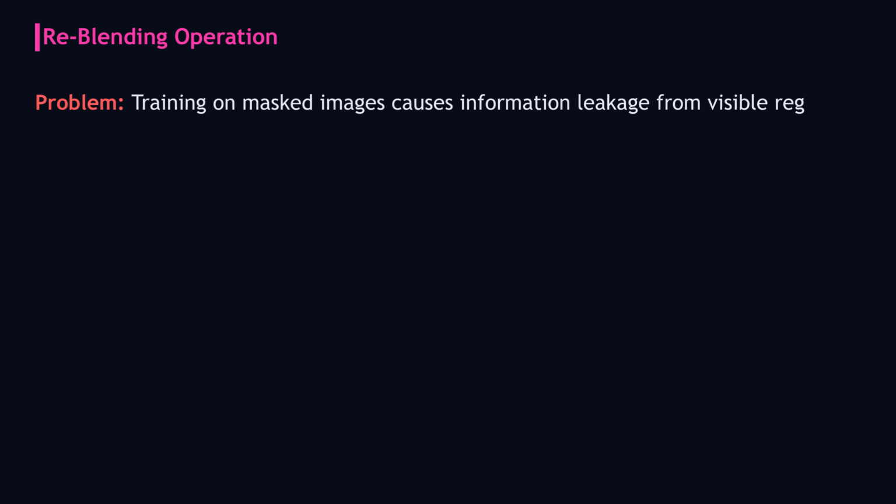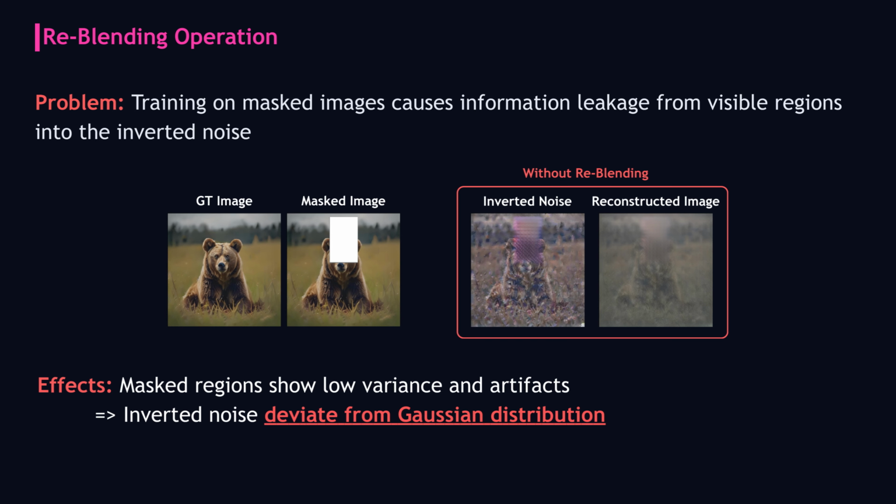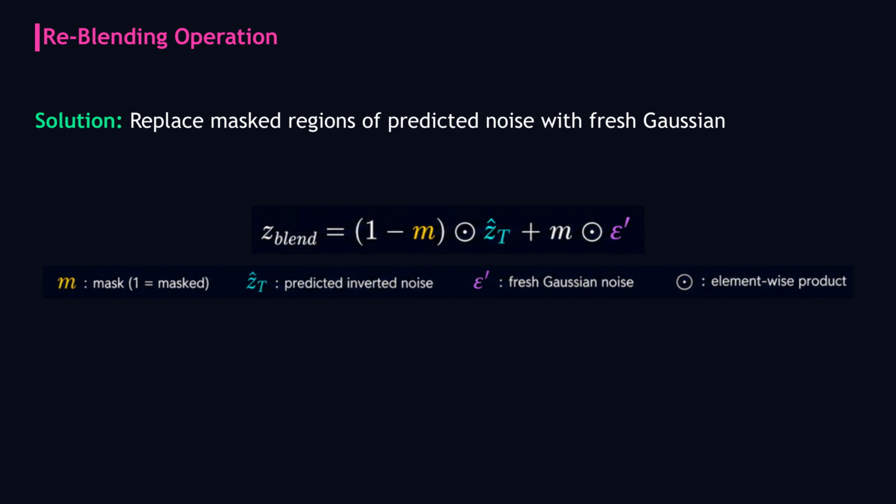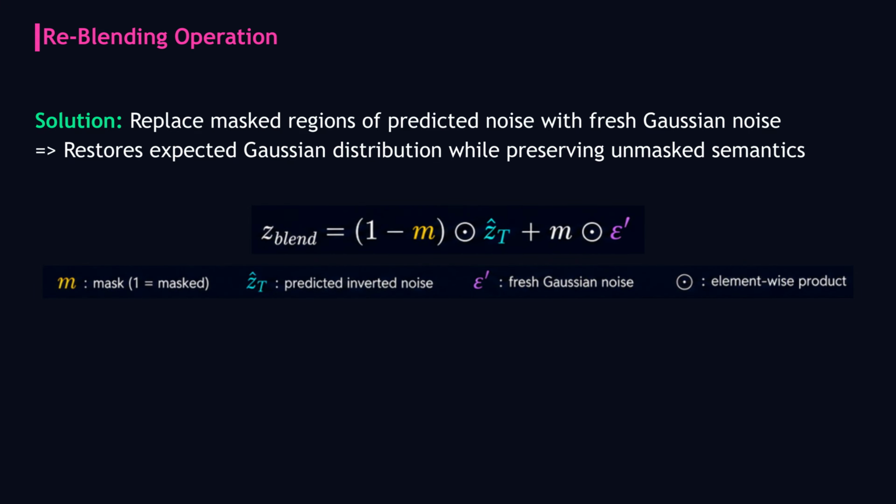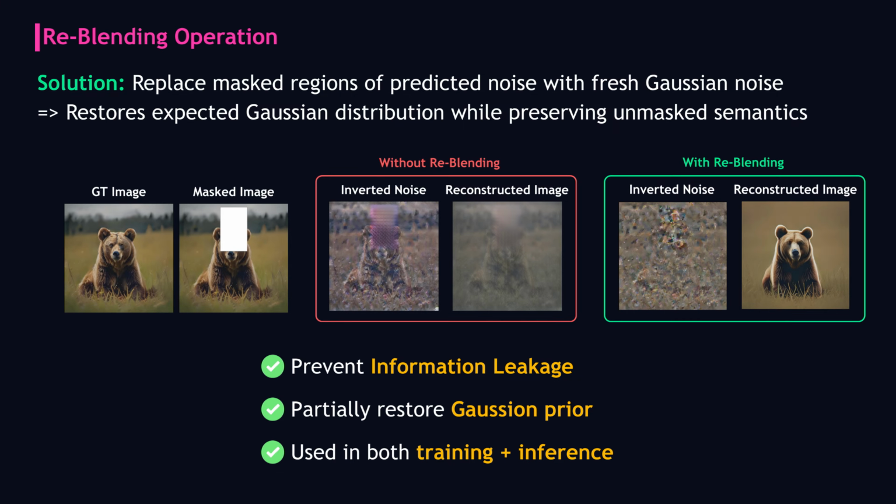Training on masked images causes visible structures to leak into the masked noise latent. Without reblending, the inverted noise contains image-like patterns, deviates from Gaussian distribution, and the reconstruction collapses. The solution is straightforward. We keep the predicted noise in the unmasked regions and replace the masked regions with fresh Gaussian noise. With reblending, we prevent information leakage. As we can see, the inverted noise is more aligned to Gaussian. In implementation, this operation is applied in both training and inference.